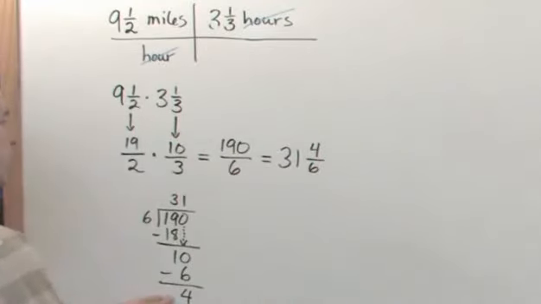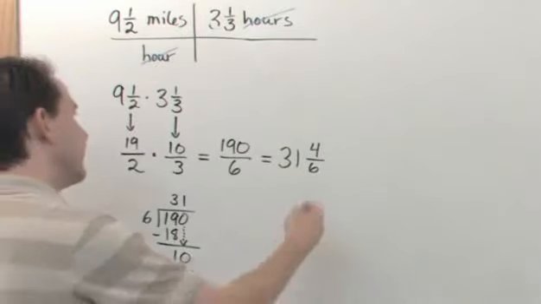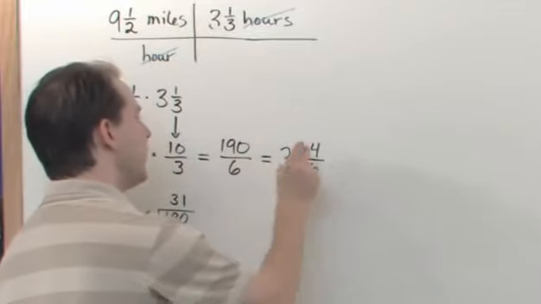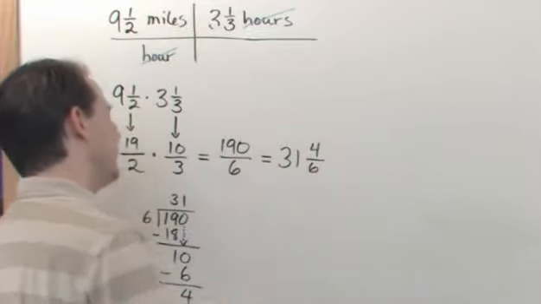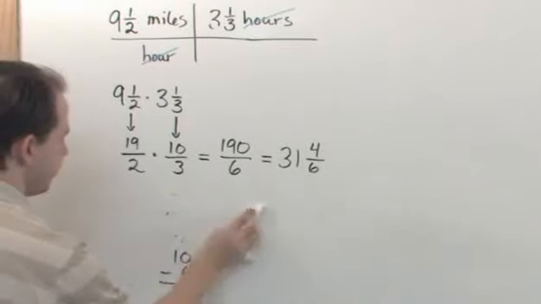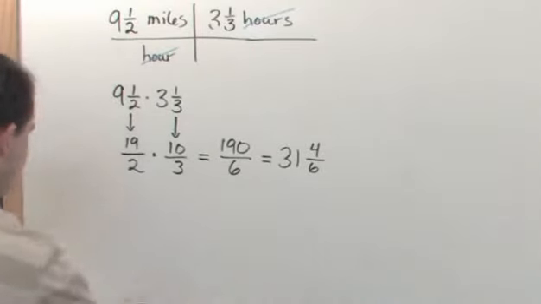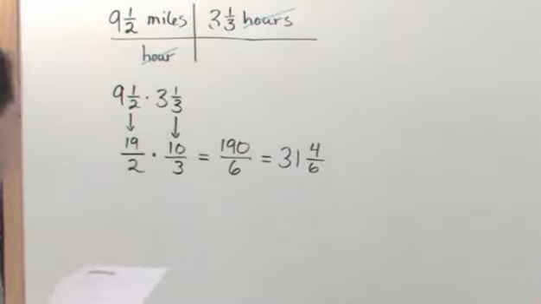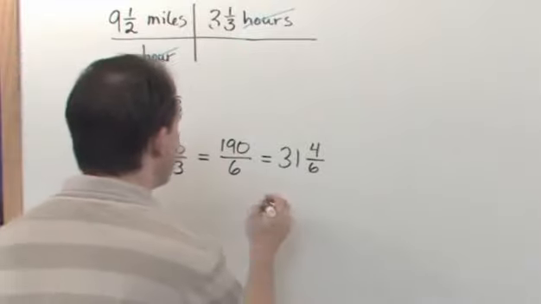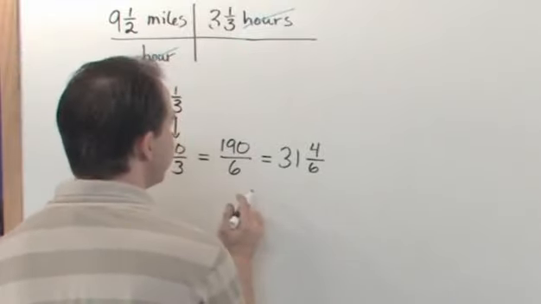So it doesn't go in all the way up to 190. It goes in just shy of that. It goes in 4 shy of that. So we say it goes in 31 times. It has a remainder of 4, so we write it as 4/6. Okay? So after all of that, the answer is going to be 31 and 4/6.